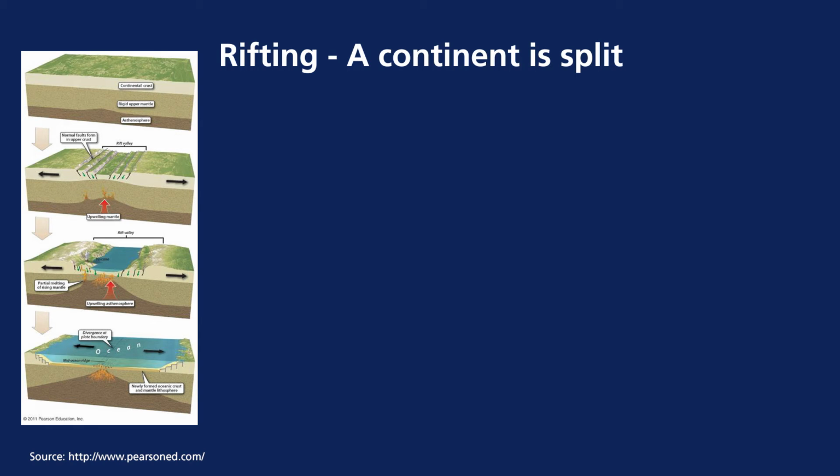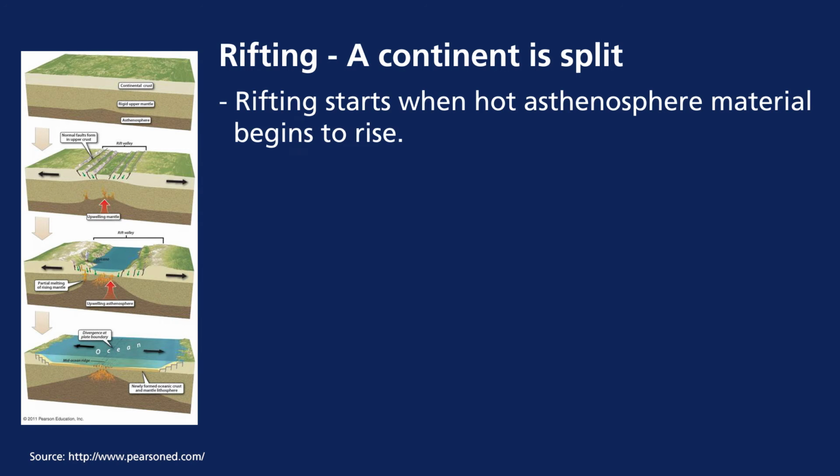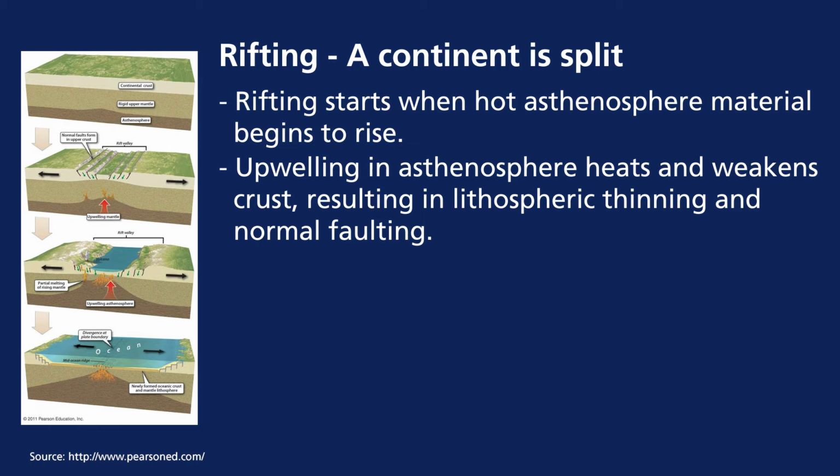Continental splits. How does that happen? Well, as I quickly mentioned, but now I will go into more detail. The rifting starts when the hot asthenosphere part of the mantle begins to rise. The upwelling in the asthenosphere heats and weakens the crust, resulting in a thinning of the lithosphere, and also it's called normal faulting, the creating of a rift valley.